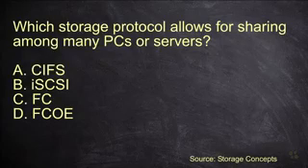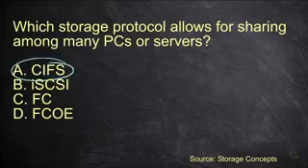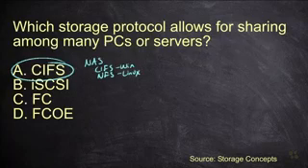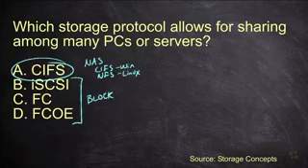The answer here is right at the top of the list, CIFS. CIFS is part of the NAS set of protocols. Remember, we talked about CIFS and we talked about NFS. CIFS is the Windows version of a file sharing protocol, and NFS was developed for Linux. Now, iSCSI, Fiber Channel, and Fiber Channel over Ethernet are all block level protocols. Remember, block level provides ownership of the storage, whereas file level is intended for sharing.